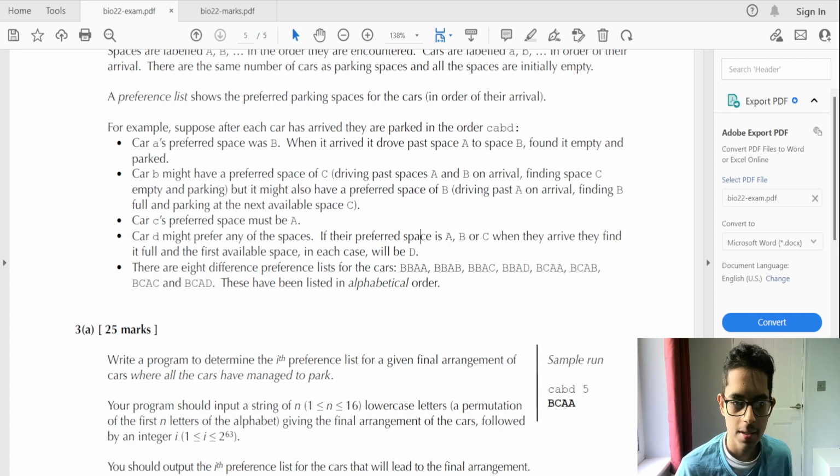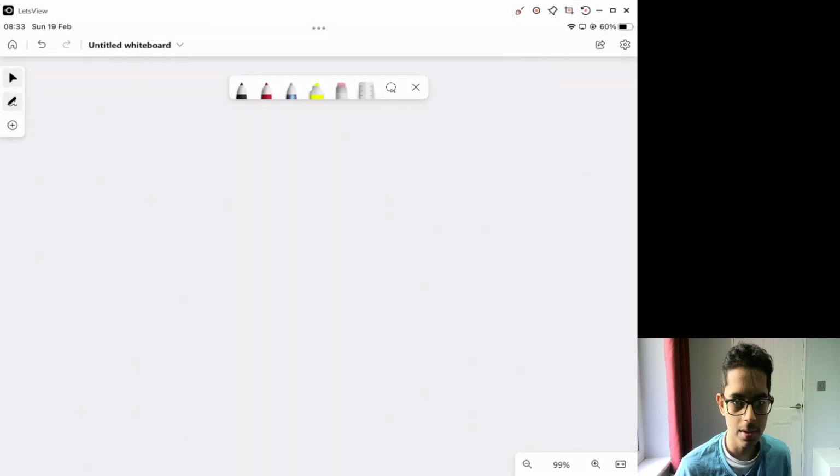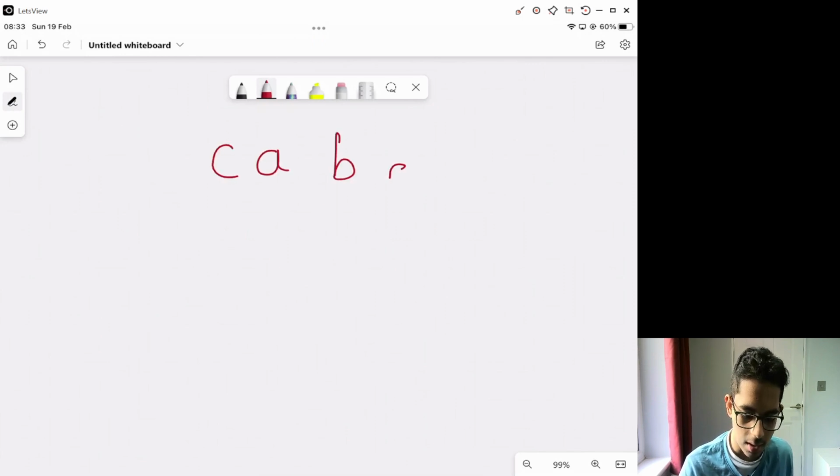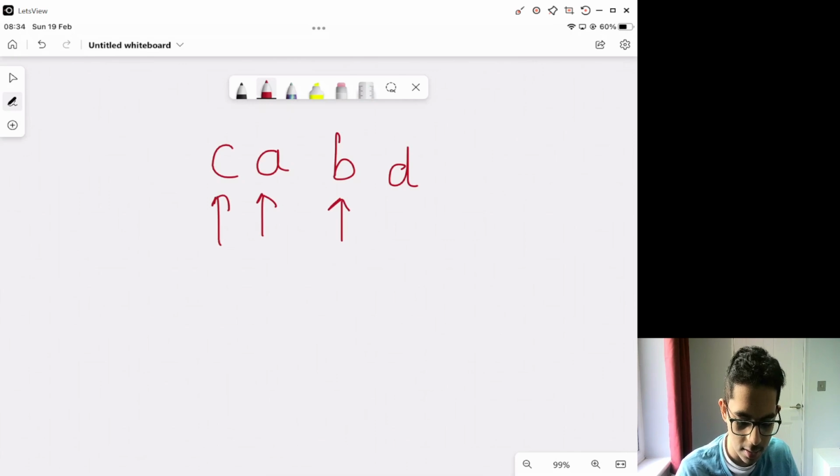And yeah, now let's jump to the whiteboard and explain what I understand from the question, as well as the solution. So pretty much we have a certain order, CABD, which is the order in which the cars arrived or parked on the street. So this means that the first car, car A, parked in position 2, the second car, car B, parked in position 3, the third car in position 1, and the fourth car in the final position.